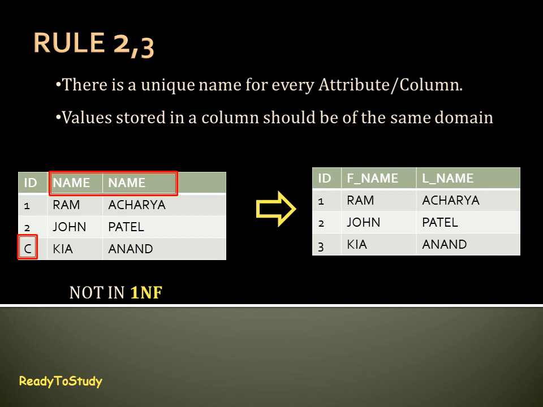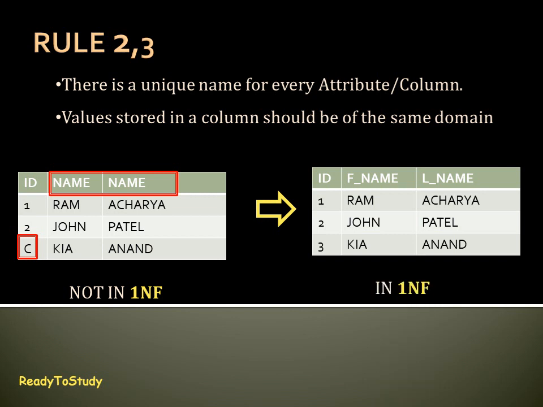The third rule is values stored in a column should be of the same domain. Domain is nothing but applying the data type. If we are applying ID as an integer, you have to enter integer data only. You cannot enter alphabets here. If you have given string, you have to enter only a string or character. So that is what it means, values stored in a column should be of the same domain. Now this table is in first normal form.